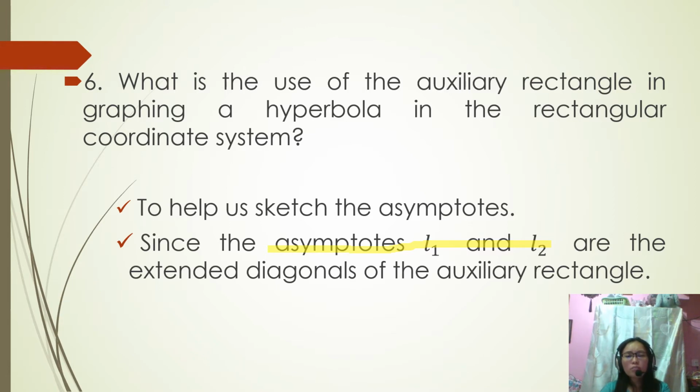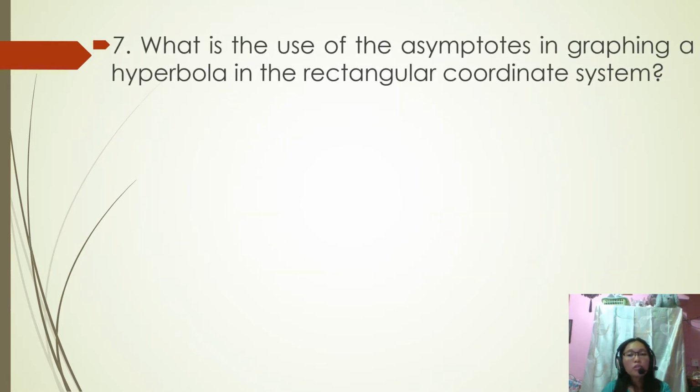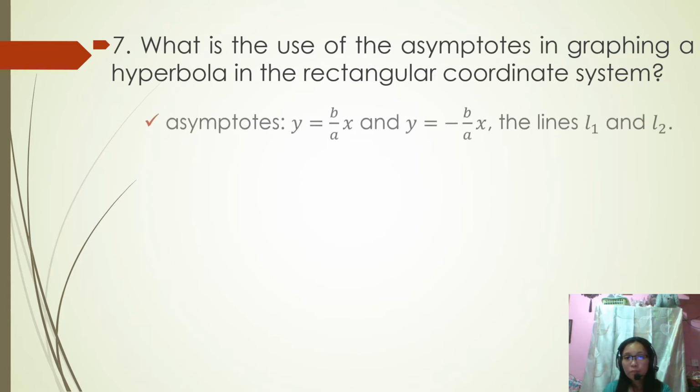Okay, so the asymptotes are the extended diagonals of the auxiliary rectangle. Extended diagonals. Okay, so ang diagonal, nasa slant side, nasa center sa rectangle. Maagi sa center sa rectangle. Okay, what is the use of the asymptotes in graphing the hyperbola?